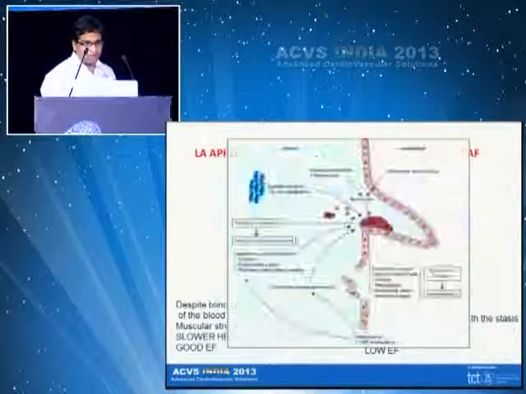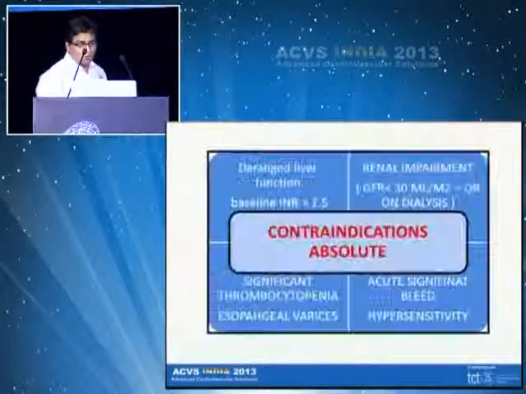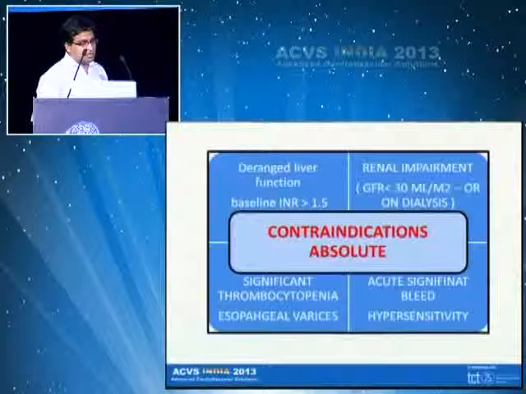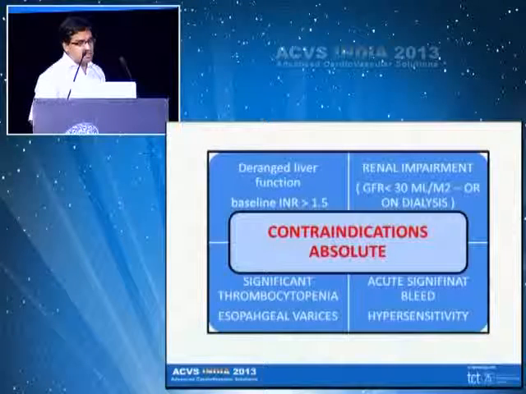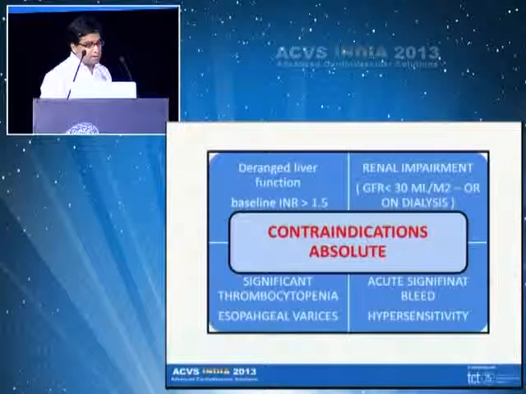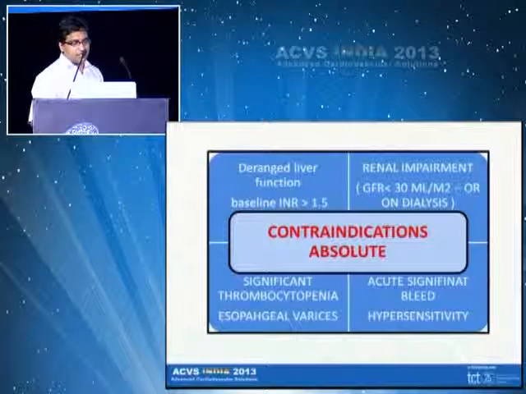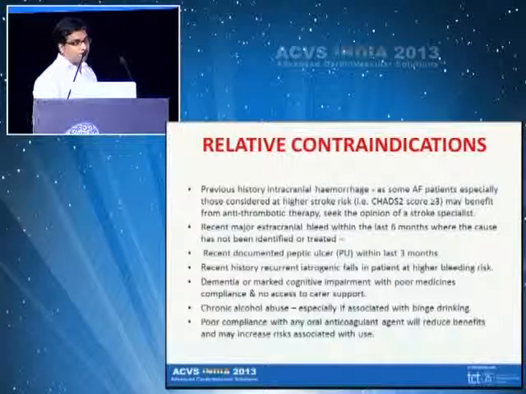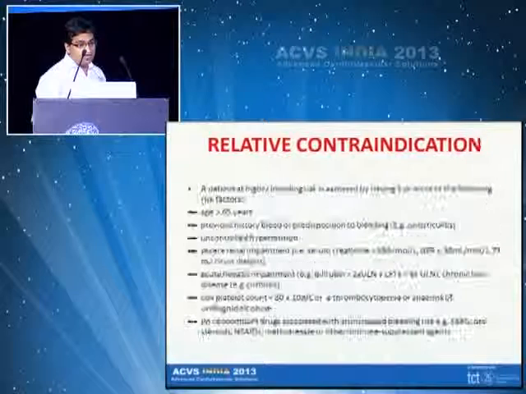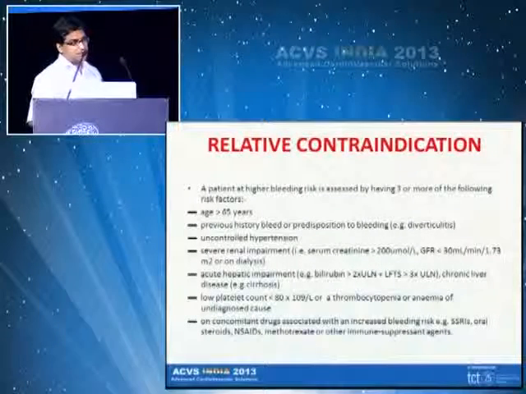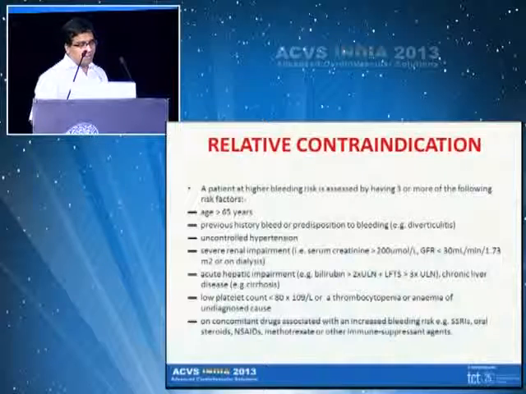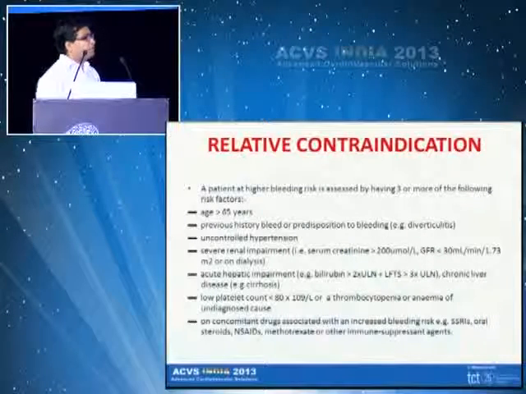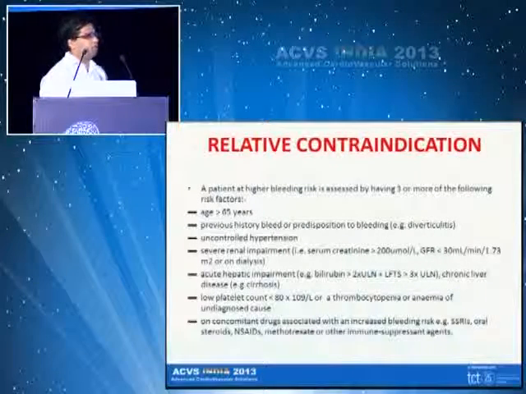What's the importance of LA appendage closure? I just want to mention that the absolute contraindications to anticoagulants are deranged liver function with baseline INR greater than 1.5, renal impairment, significant thrombocytopenia, bleeding conditions, esophageal varices, and hypersensitivity. Apart from that, the relative contraindications are, in particular, age more than 65 years, previous history of bleed, uncontrolled hypertension, and low platelets.